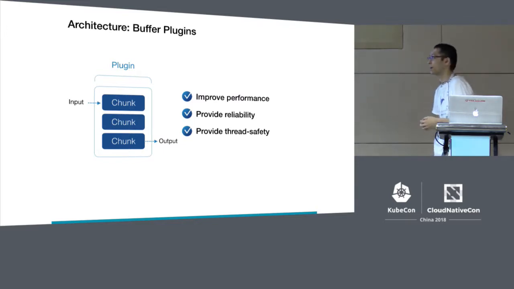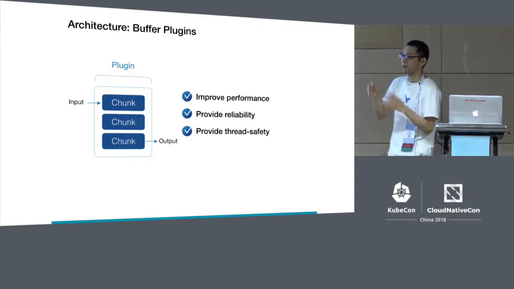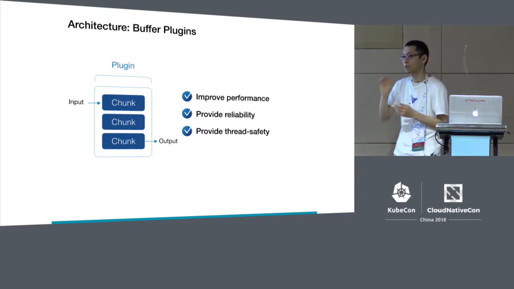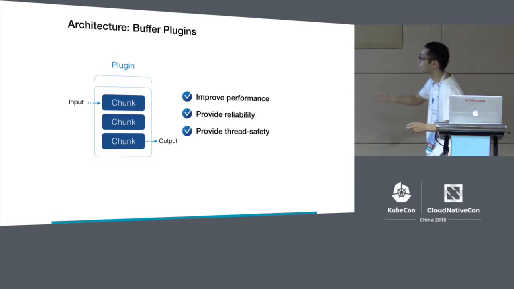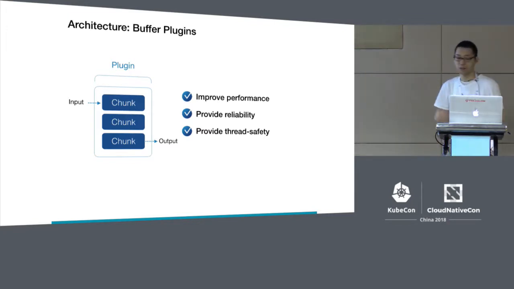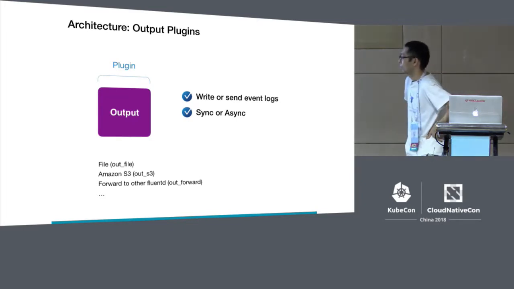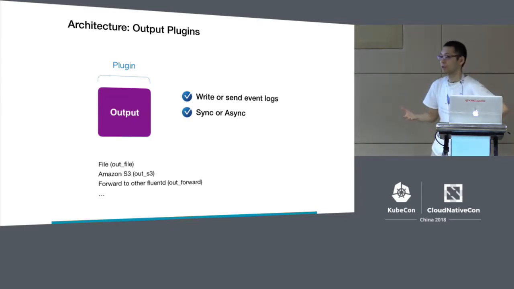So you can trade latency for throughput. If you want low latency, you can set a small flush interval, for example 1 second, so you can send immediately to the servers. If you want throughput, use a larger chunk size, so you can get the maximum throughput for the output, for example, S3 plugins. The output plugin is very simple because the buffer plugin handles many performance concerns. It just writes the buffer chunks to the output.